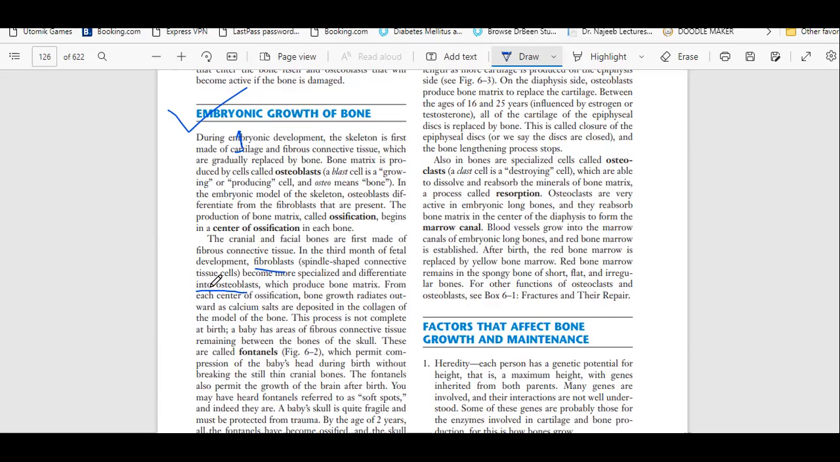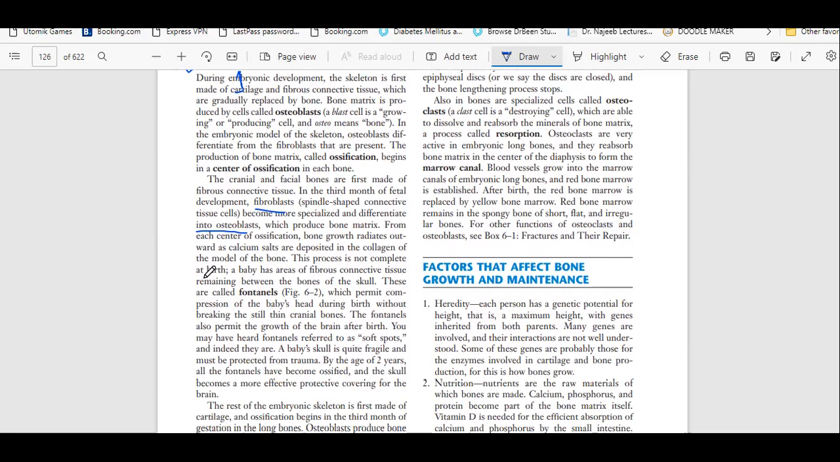They are bone cells, which produce bone matrix from each center of ossification, and bone growth radiates outwards. Calcium salts are deposited in the collagen of the model of the bone. So afterwards, the osteoblasts produce bone matrix. Then, however the baby gets the nutrition, the matrix will be filled with calcium. So you have to remember that from each center of ossification, the bone will develop.